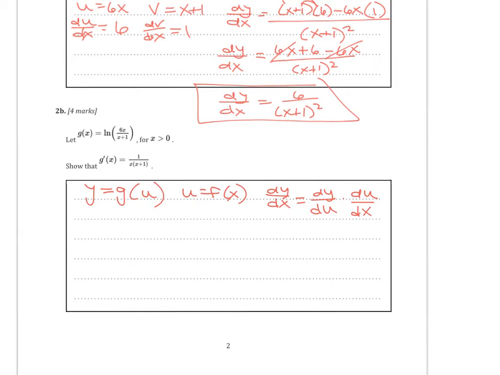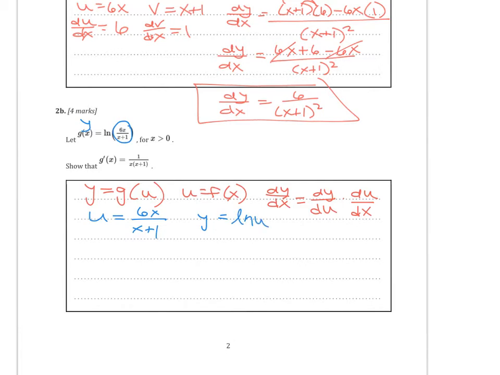So the very first step is to identify what u is going to be. And u is the inside function. It's the function that's in your other function. So on the inside, this is our function that's on the inside. So I'm going to label u as 6x over x plus 1. So that means that my function y, because I'm going to just make that y, is now ln of u.